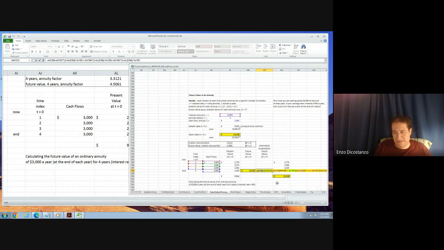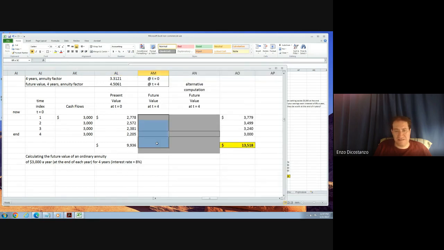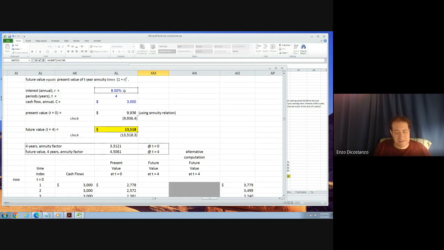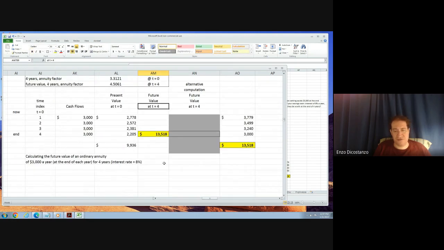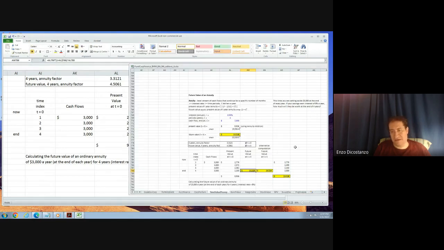Another sort of version of this at this spot here. This is equal to this thing, 1 plus 8%, 4 years out. Yeah, there's another way to get it. You just take the present value and project it 4 years into the future at 8%. That's another way to do it. So you got that another way.